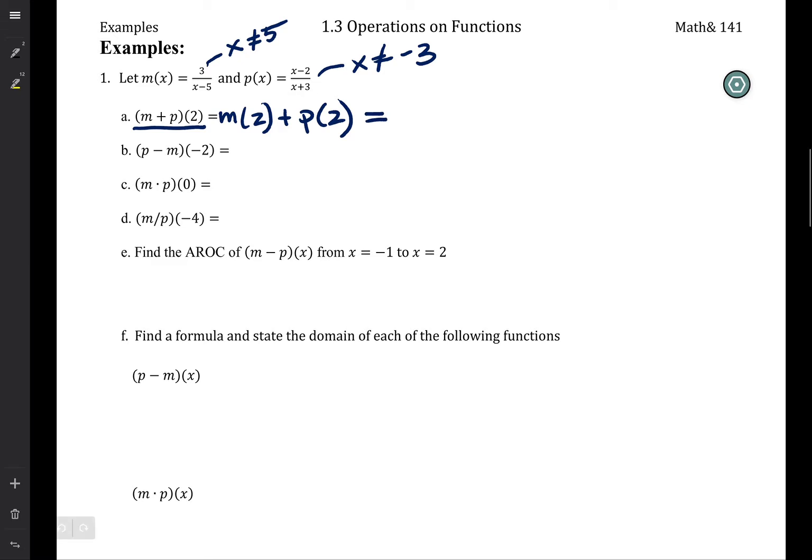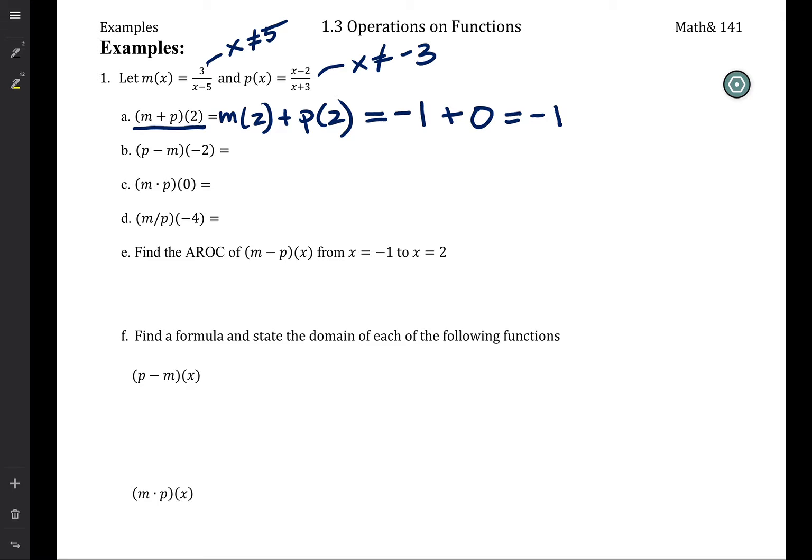So m of 2 is 3 over 2 minus 5. So that's 3 over -3, which is -1. And p of 2 is 2 minus 2 over 2 plus 3. So 2 minus 2 is 0, 2 plus 3 is 5, 0 over 5 is 0, which means the value is -1.